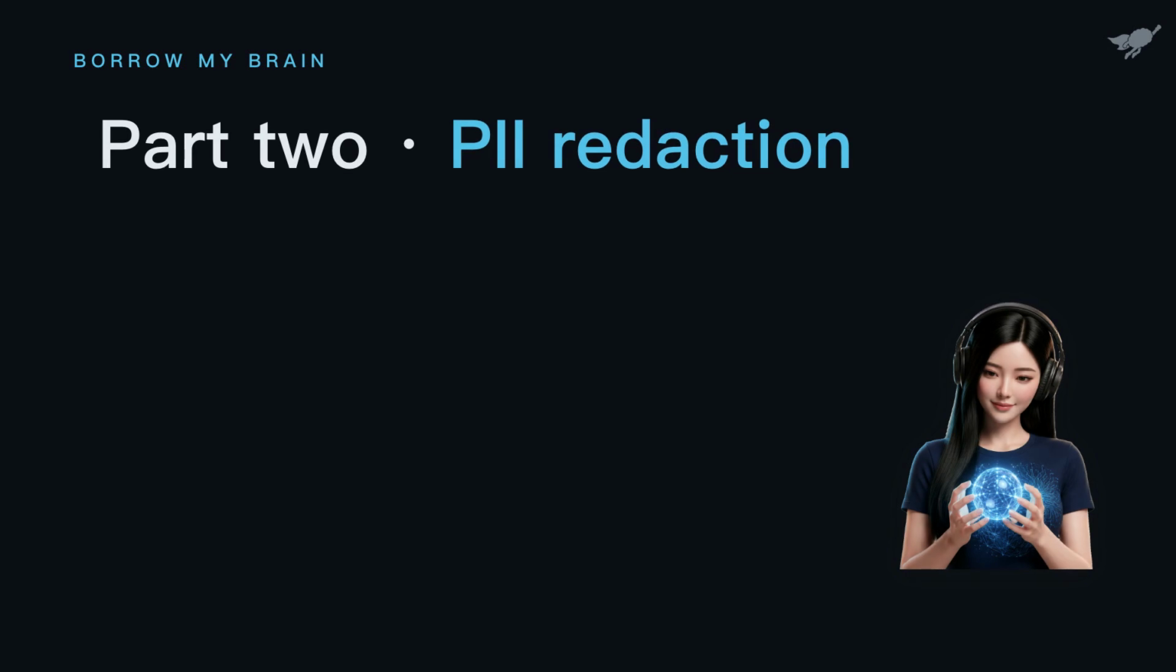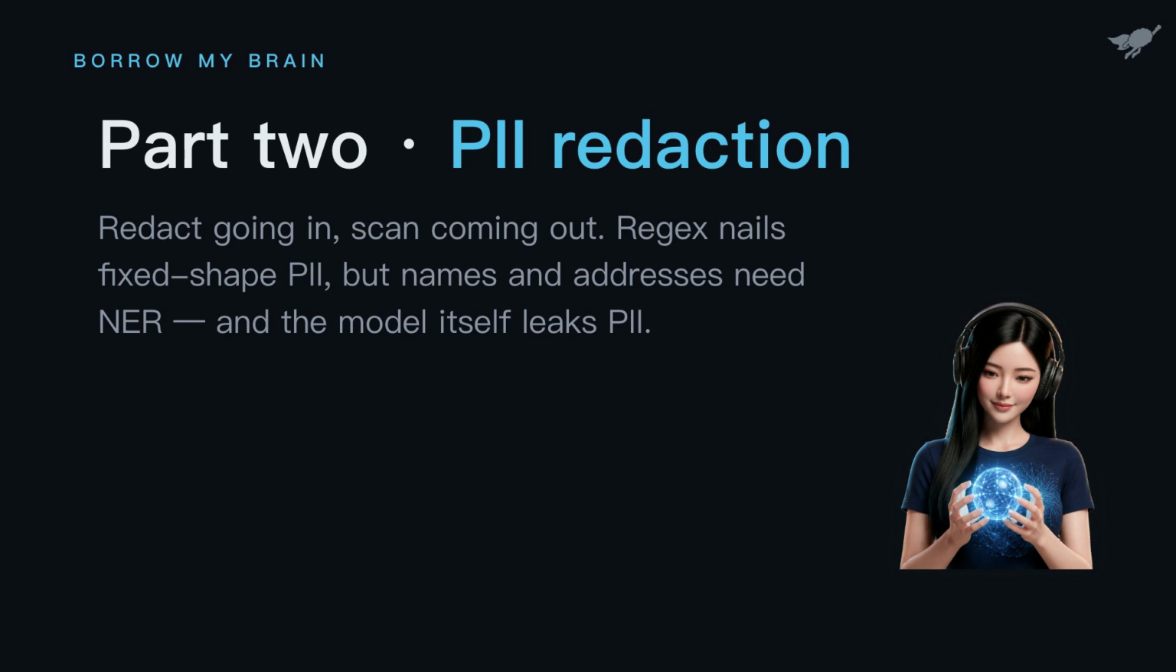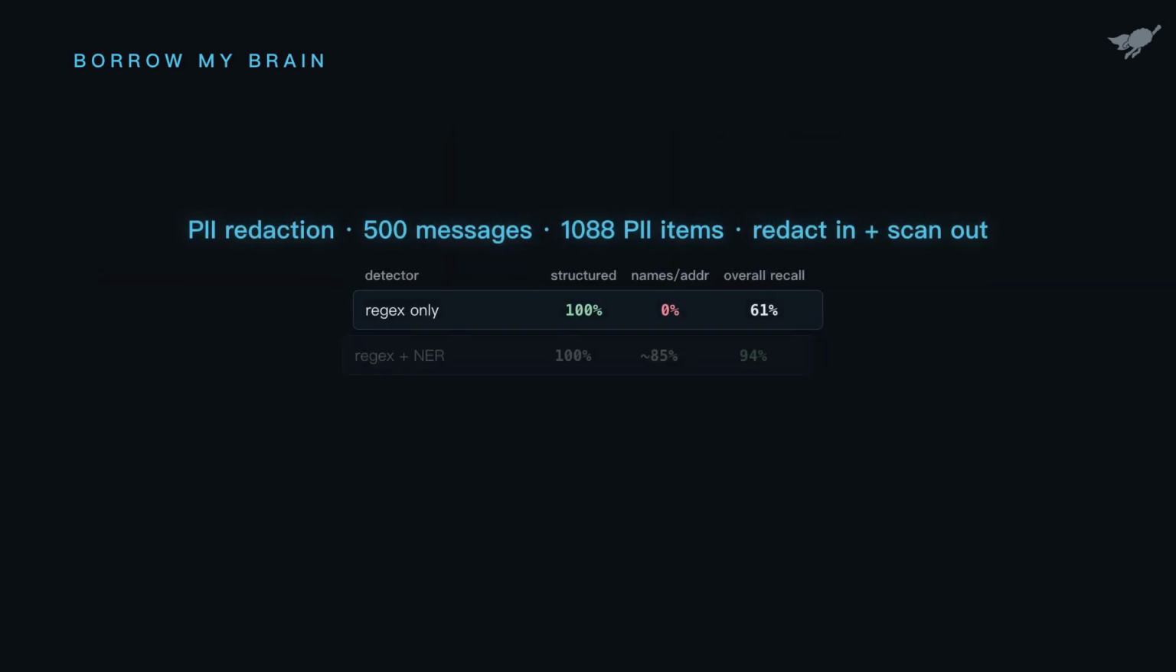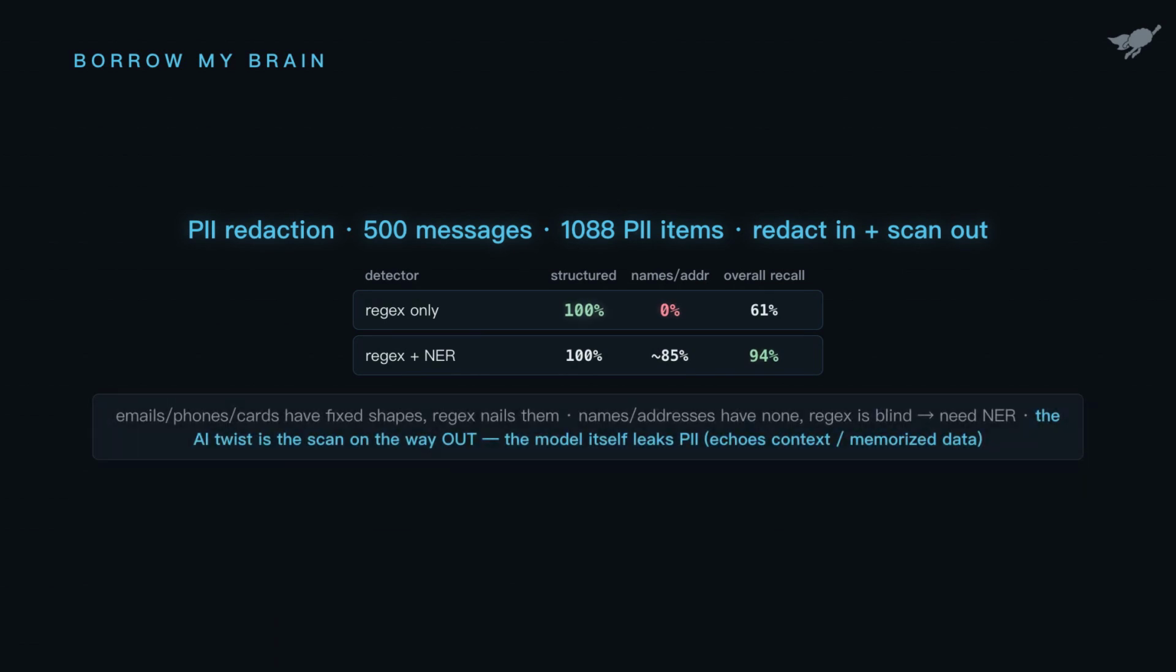Part 2, PII redaction. Protecting the user's private data. 2 directions. Before the user text hits the model, redact it first. After the model answers, scan the exit 1 more time. I ran 500 messages with 1,000-odd PII items. Regex only: recall of 61%. Why so low? Because regex is a god at anything with a fixed format. Emails, phone numbers, ID numbers, card numbers, it catches them accurately and completely, recall close to full. But names and addresses have no fixed format. A name like John Smith looks just like an ordinary word. Regex is completely blind to those.